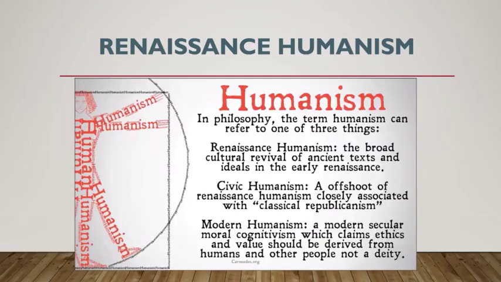Now, in philosophy, the term humanism can refer to one of three things. Renaissance humanism, the broad cultural revival of ancient texts and ideas in the early Renaissance. Civic humanism, an offshoot of Renaissance humanism closely associated with so-called classical republicanism. And modern humanism, a modern secular moral cognitivism which claims ethics and value do exist but should be derived from humans and other people, not a deity.